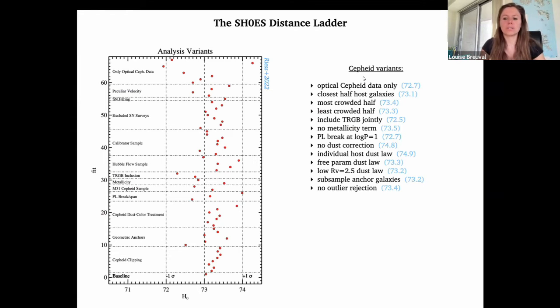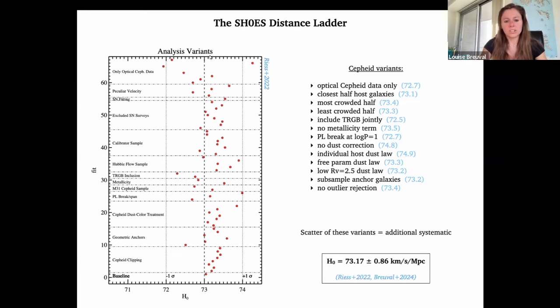So these are a few examples of Cepheid variants. For example, you can only use the optical photometry, you can use the most crowded galaxies, you can neglect the metallicity correction. Again, I'm going to talk about it later. You can assume a break in the PL relation, so a different slope. You can change the dust correction. And the bottom line is really that it's hard to get below 72 and it's hard to get above 74. And the dispersion of all these variants is included as a systematic in the measurement.